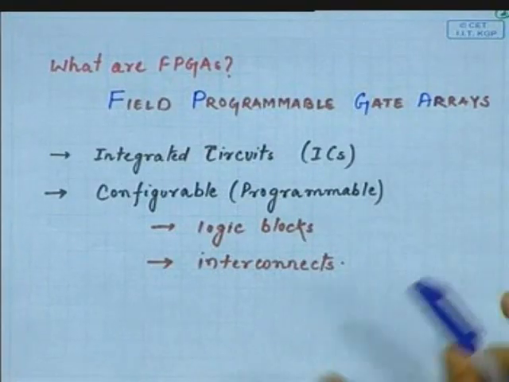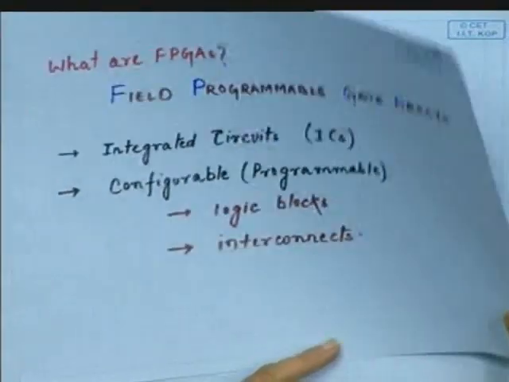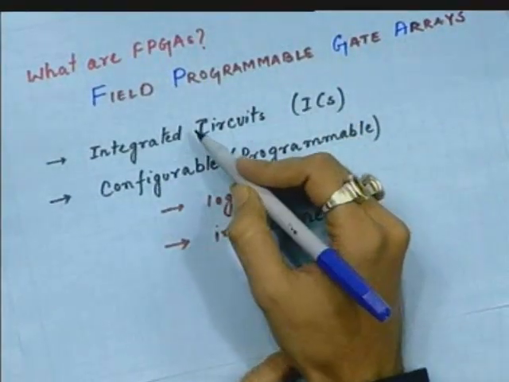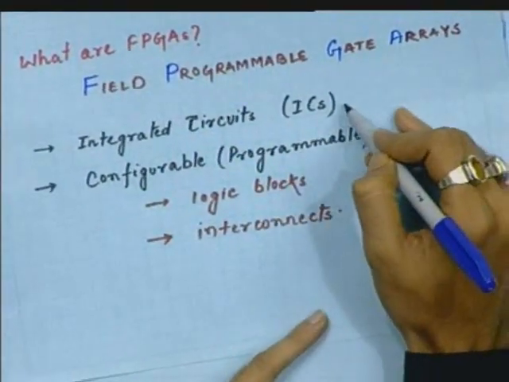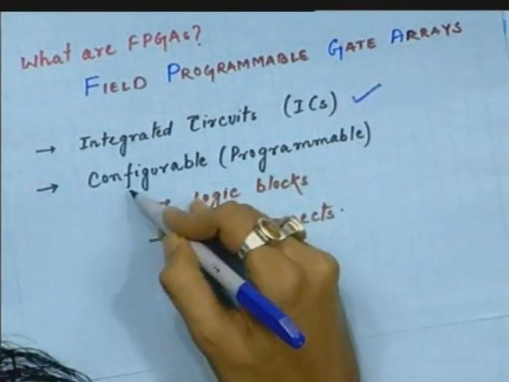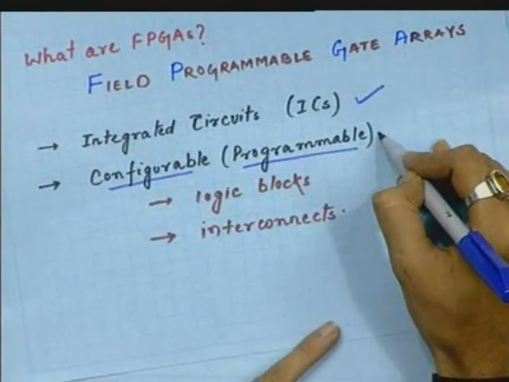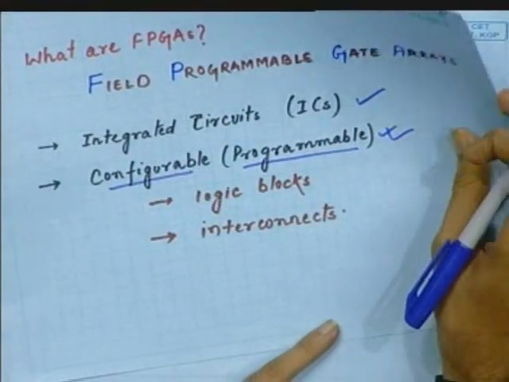Well, good morning. Today we will talk about FPGA, an introduction to FPGA. First, let us look at what FPGAs are. FPGA stands for Field Programmable Gate Arrays. An FPGA is basically an integrated circuit which is configurable, that is, programmable. What is programmable about FPGA? We will talk about it later.